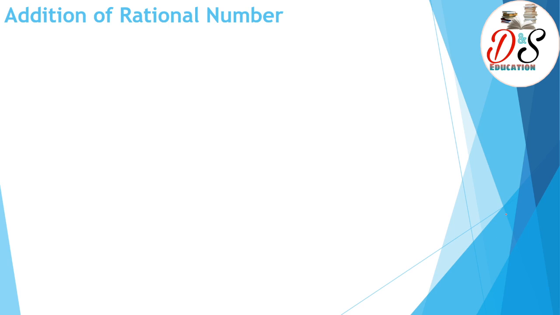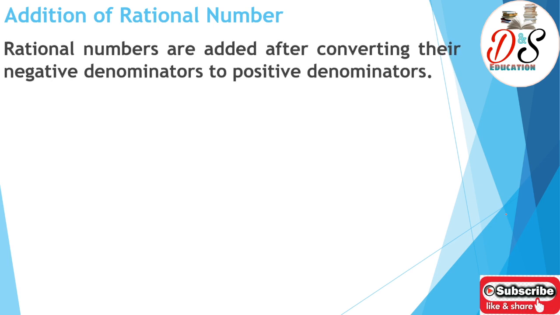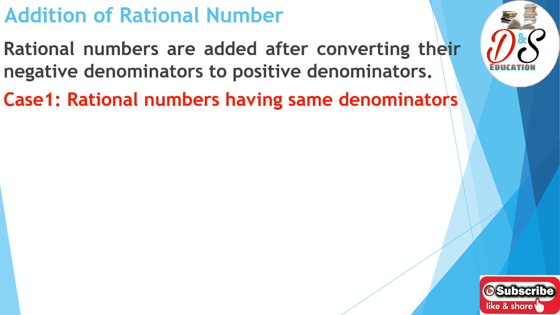First we will start with addition of rational numbers. Rational numbers are added after converting their negative denominators to positive denominators. Now we are adding two rational numbers. In that case, first we change the negative denominator to a positive denominator. After that we have two cases: rational numbers having the same denominator, and second, rational numbers having different denominators. Let's discuss these cases one by one.